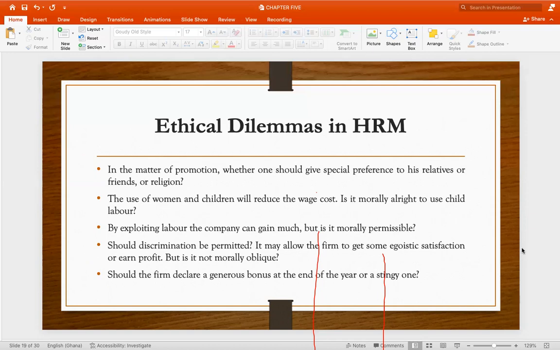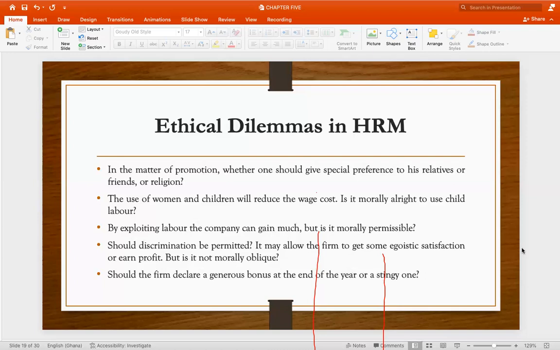The use of women and children will reduce the wage cost. So now you want to know whether you should go in for children, women, and is it morally right to use a child or to engage in child labor? So these are all ethical dilemmas that the human resource manager may want to look at. By exploiting labor, the company can gain much, but is it morally permissible? Should discrimination be permitted?